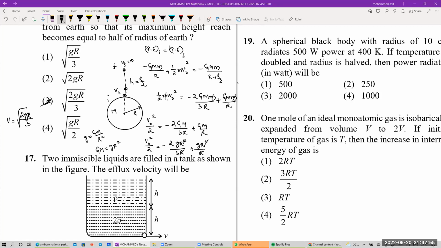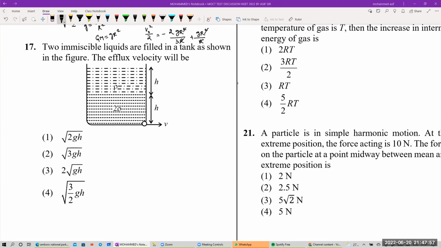Very good. चलो. Question number 11. Again, fluid mechanics का question है, direct question है. I hope everyone can do it out. Fluid, the velocity of efflux का formula बेटा. 2 immiscible liquids are being filled in a liquid as shown in the figure. The velocity, the efflux velocity will be equal to how much?